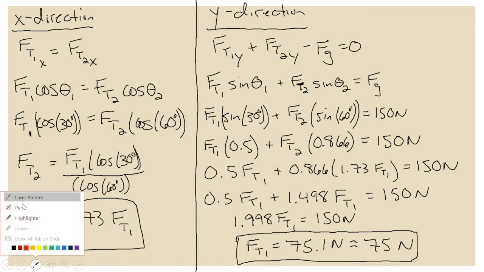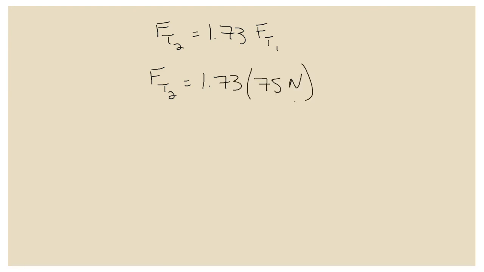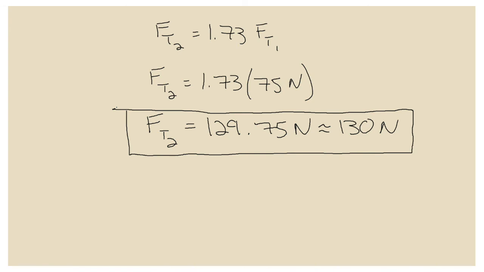And so that's really our last step, and unfortunately I'm going to have to show this on another slide here, but we know that Ft2 is 1.73 times Ft1. And we just calculated here that Ft1 is 75 newtons. And so when we do that math, 1.73 times 75 newtons, we get that Ft2 is equal to 129.75 newtons, which, to 2 significant figures, is 130 newtons. And that's it. That's how you solve one of these statics problems.